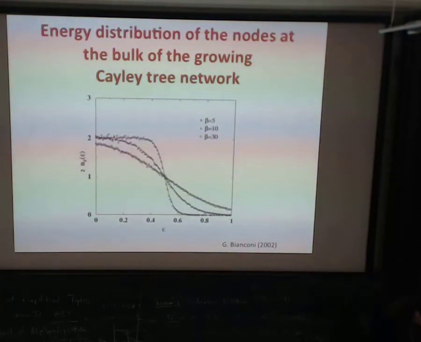And in a growing Cayley tree, the energy of the node on the surface of the tree, so the tree grows like this, then the energy on the surface follows this Fermi distribution.